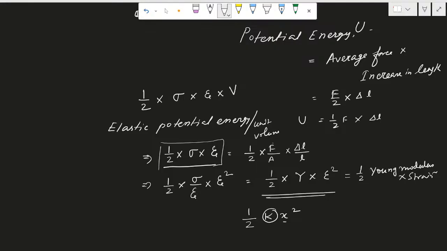Is this clear? No one is actually replying to me in that case. See, no one asked me this question, sir. You have written the potential energy U as half into F into delta L. That is the work done, average force into extension. Then how can you arrive at this in this way?